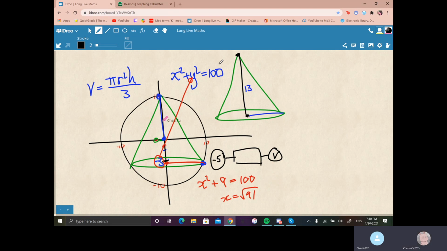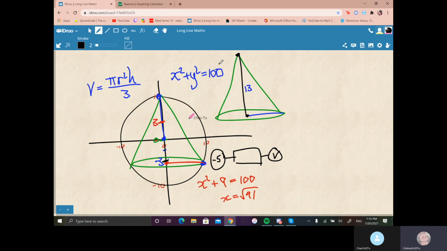And then if you look at the height of +3, Chelsea, can you see that it's also root 91? They're both the same. Does that make sense? Yeah, it does. Anyway, the radius is root 91. So when you're at an elevation of -3, what's the volume of that cone?